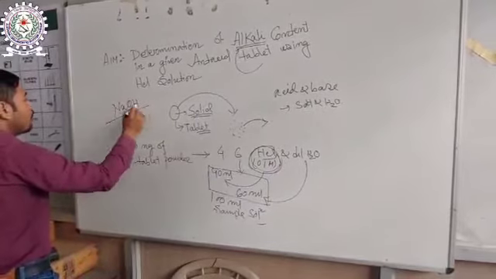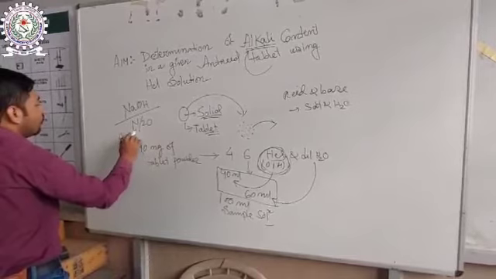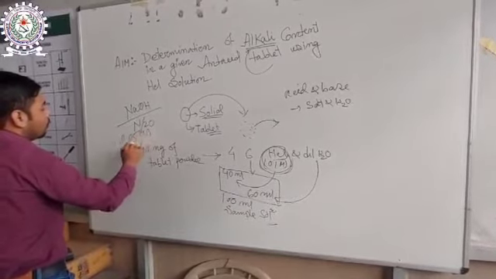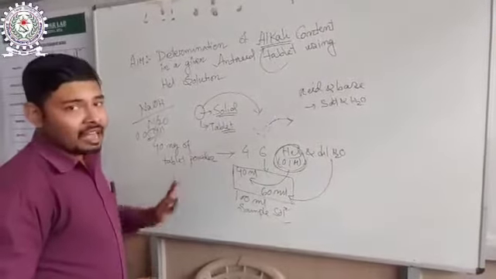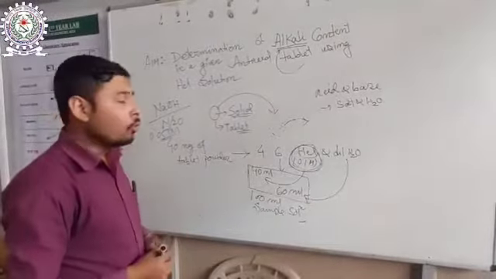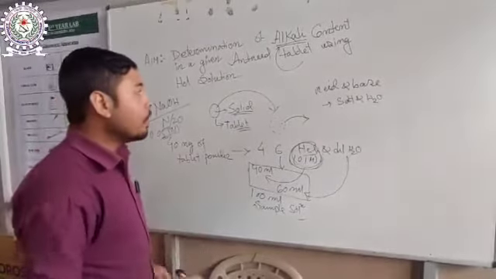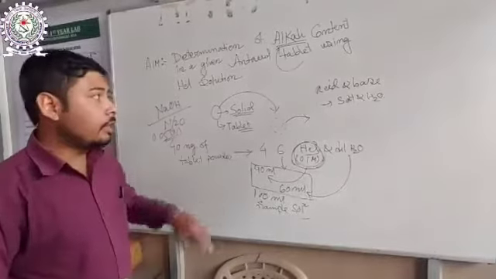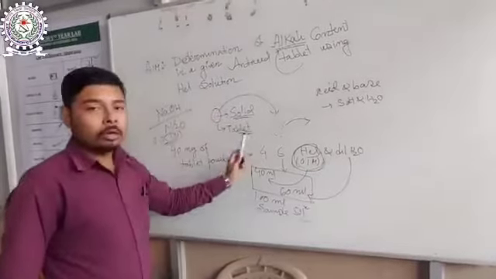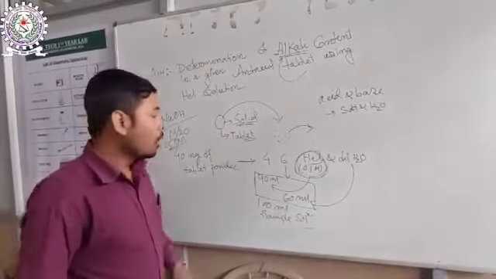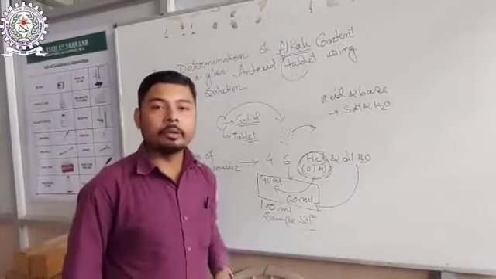Everything is written in your manual. NaOH, sorry, N by 20, that is 0.05 normal or molar, whatever you may call it. So this is the overall experiment. I have given you a general overview before performing the experiment, but in detail it will be discussed by your faculty, so don't worry about that. Everything is written in the manual, and this solution preparation is also mentioned in the manual. So now let's start the experiment.